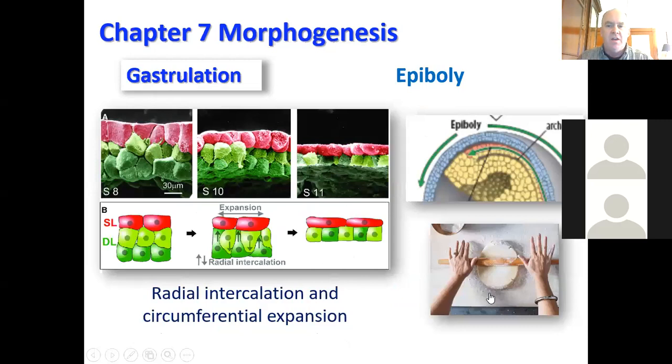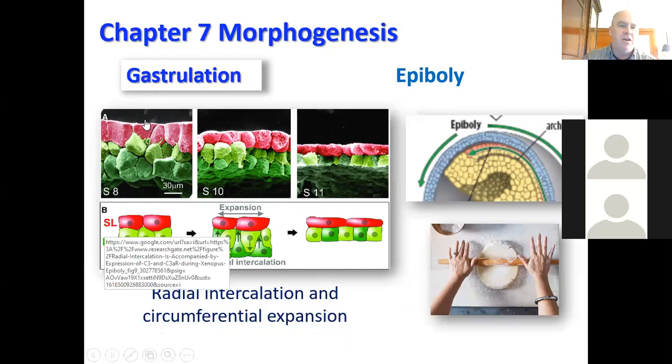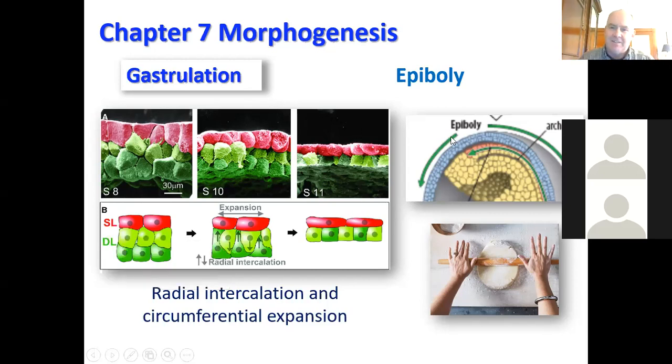Convergence and extension. Epibole is also interdigitating, or intercalating, but it's on the radial axis. So your blastula's got a thick layer of ectoderm. Okay, these are inner cells and these are outer cells. These outer cells go up into those inner cells, and it thins out. So it goes from thick to thin, and as it thins, it spreads around the embryo. Because where else is it going to go, right? It converges down around, and it comes to the blastopore. Radial intercalation and circumferential expansion. Who wrote that? Oh, I wrote that.